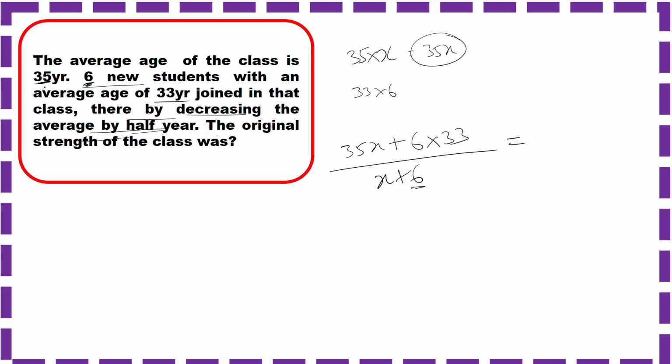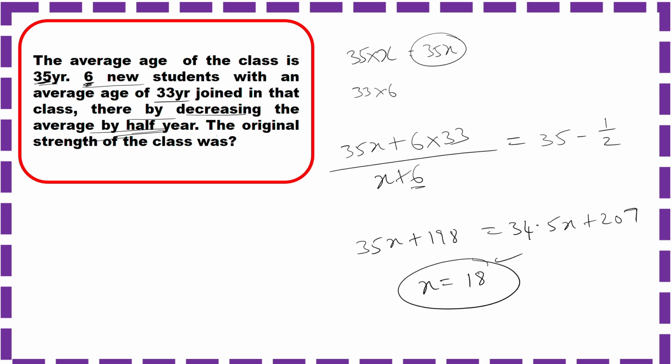So initially the average age of the class was 35 years, but now it was decreased by half a year. So 35 minus 1 by 2. So simply solve this equation, take the LCM and cross multiply. You will get 35x plus 198 is equal to 34.5x plus 207. Now just calculate this. You will get the value of x. So after calculation you will get x as 18.